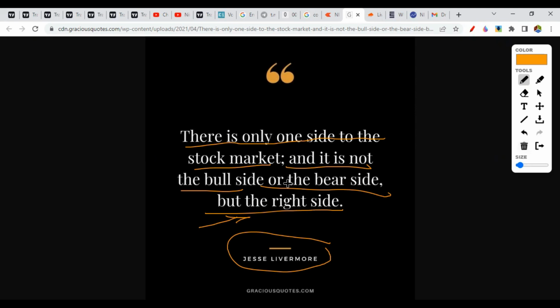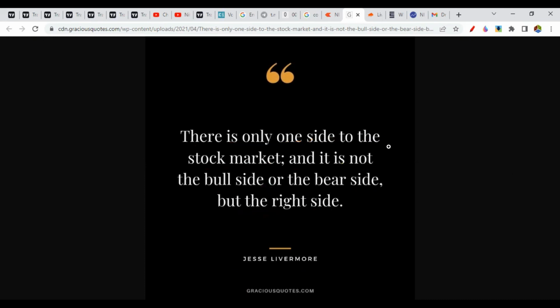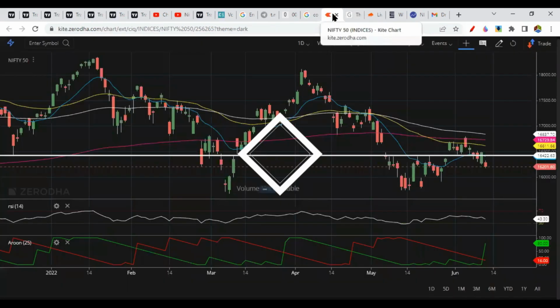Means we should know in advance which side it is going to come, whether it's the bull side or the bear side, and depending on that we need to change sides. That's typically the mindset of traders, and traders must be prepared for both bull and bear cases. Currently we are in a bear market because Nifty has been consolidating for a long time. So that's our quote for today, and we'll start with the indicators.